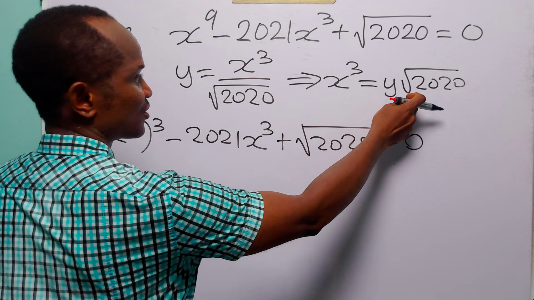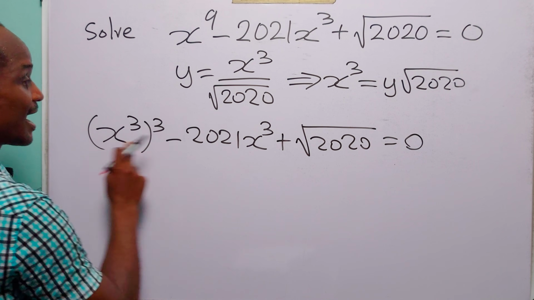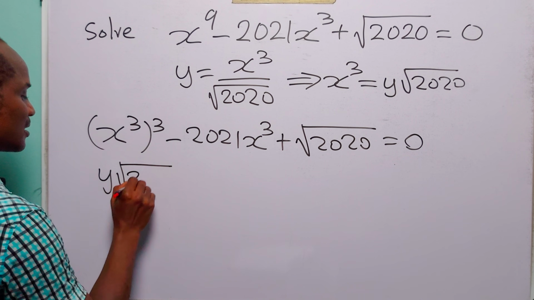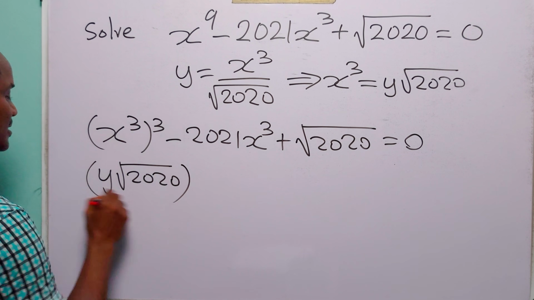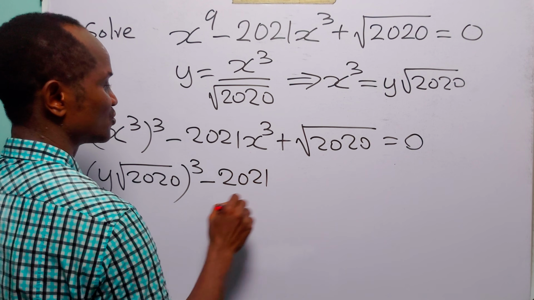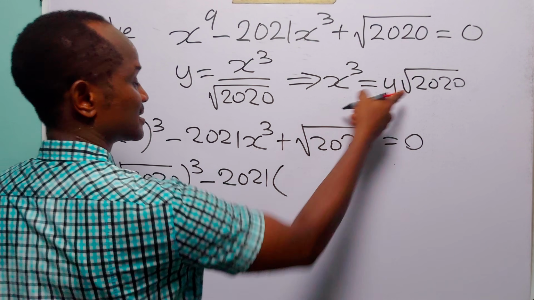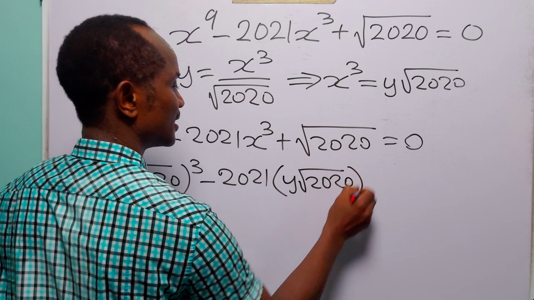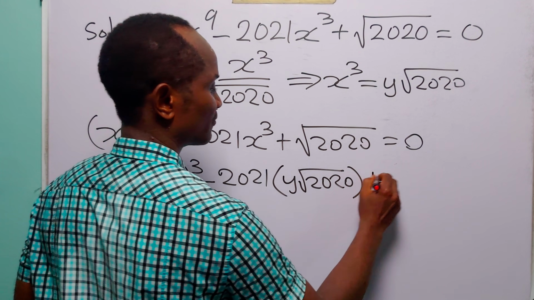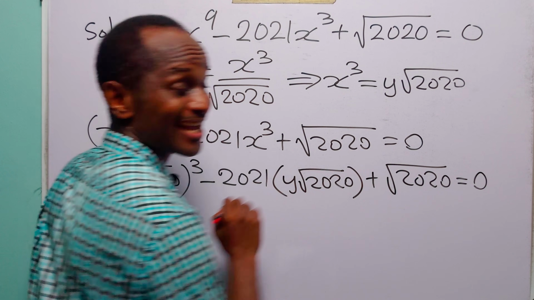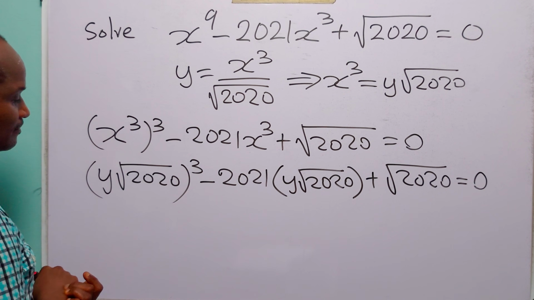Now we apply this substitution. We have y times root 20, cubed, minus 21 times y times root 20. Then we have root 20, and this is equal to 0.